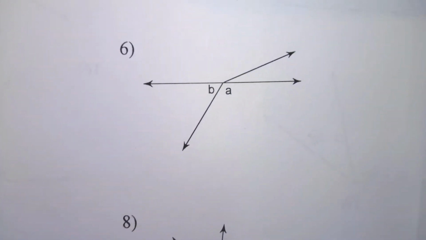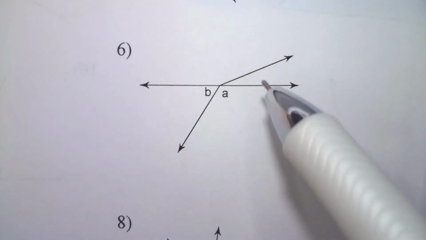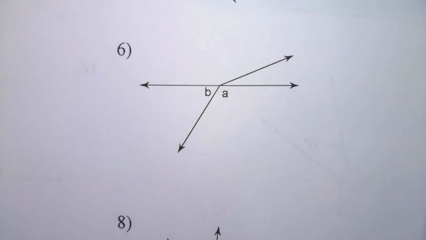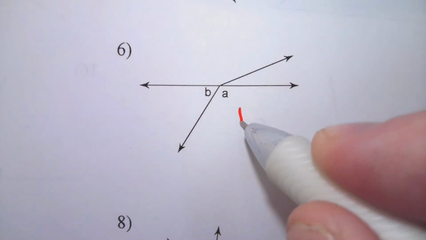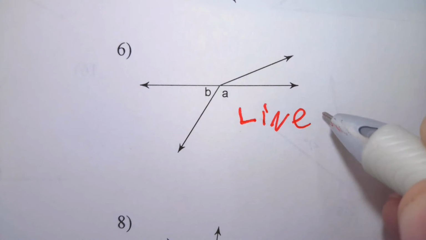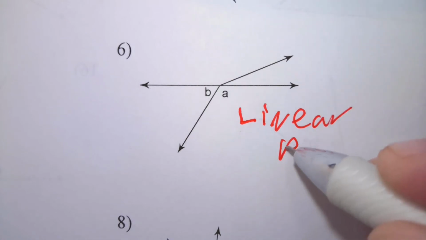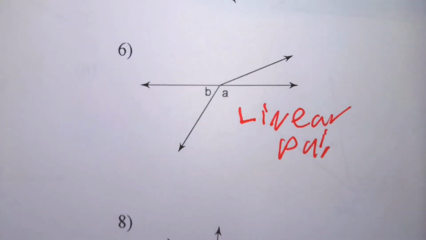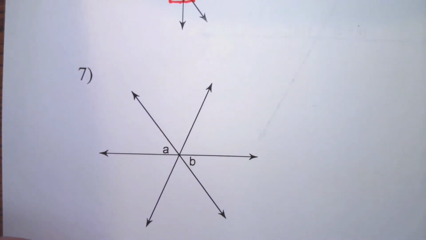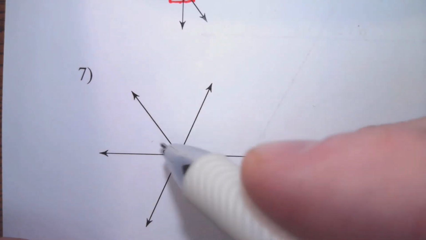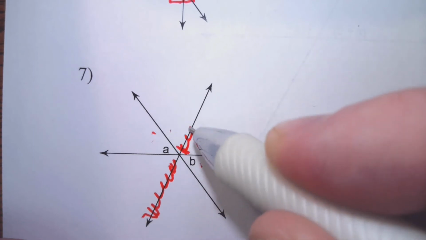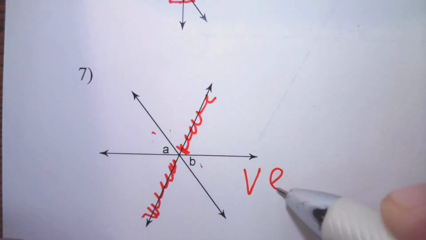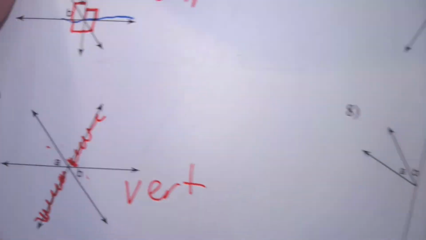Let's look at this one real quick. Do I even need this line right here? No, that's just extraneous. What is this? A linear pair. Okay, don't make it hard. Here. Also a linear pair? No, these. So take this line out. It's an X, right? So it's just vertical angles. And here we go.